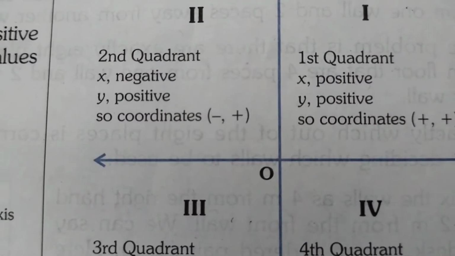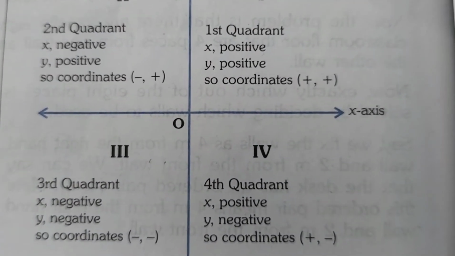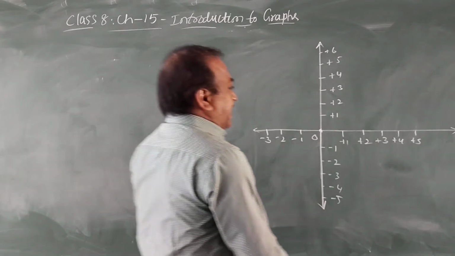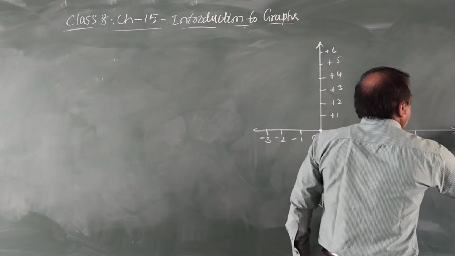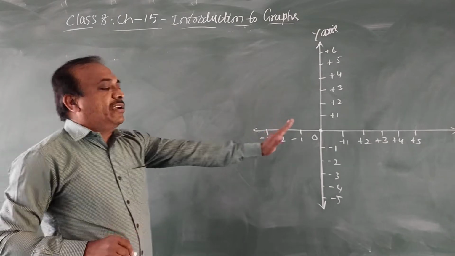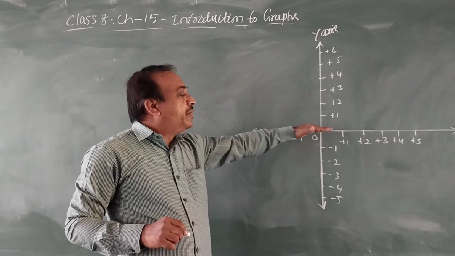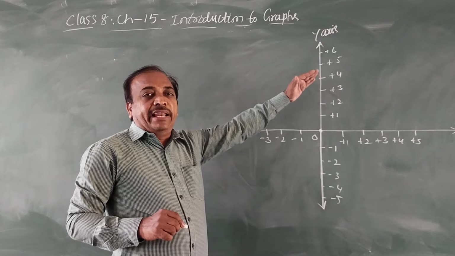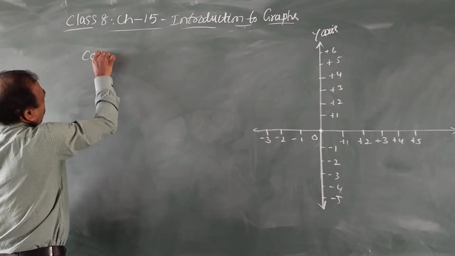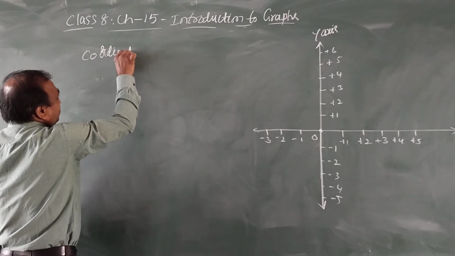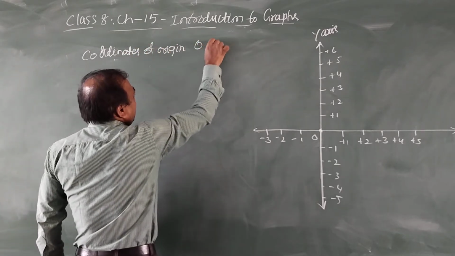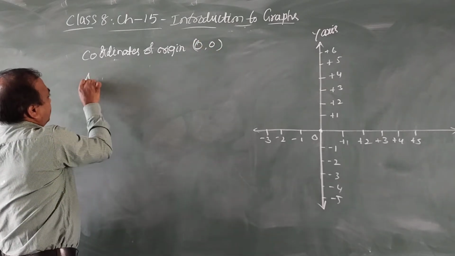The coordinates of the origin are 0 comma 0. Let us see now. This is the horizontal line which is the x-axis, and this is the y-axis. As we just discussed, on the x-axis right of the origin is positive, left is negative. On the y-axis, from the origin upward is positive and below is negative. So the coordinates of the origin are 0 comma 0.